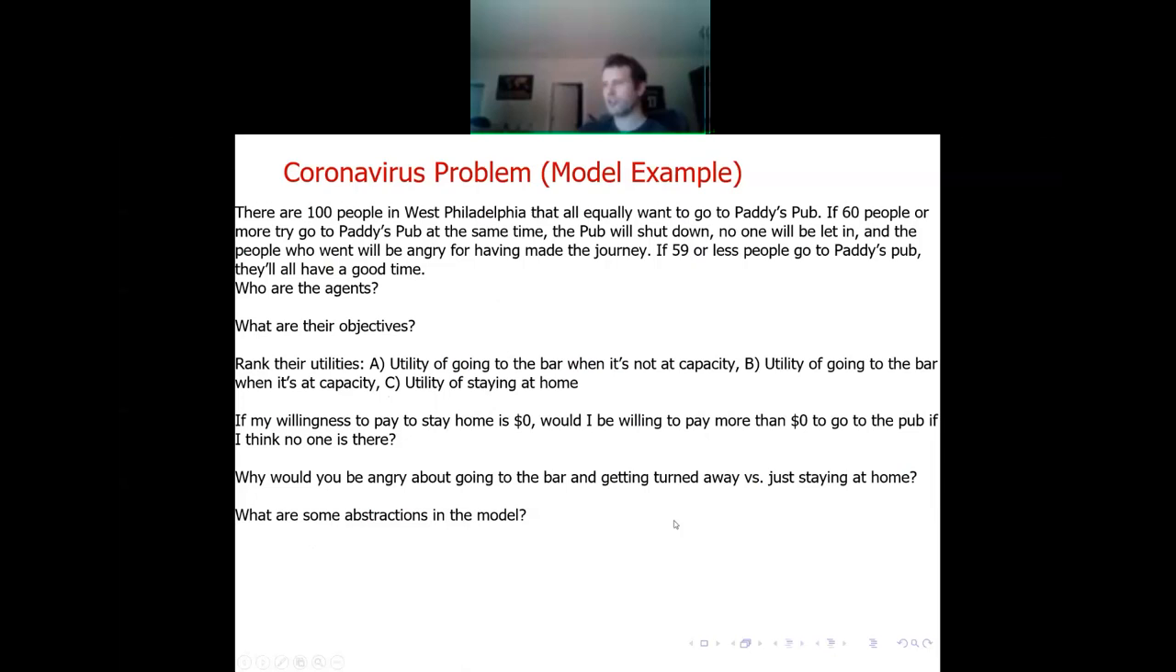Versus staying at home, where there's an opportunity cost of staying at home if the bar's not at capacity. But if the bar's at capacity, my opportunity cost is negative. So I'd rather just stay at home. Staying at home is the best case scenario there. So I'm incurring an opportunity cost when I go to the bar and get turned away. What are some abstractions in the model? Well, first and foremost, you're abstracting that each person is making the decision at the same time, that there's no line for the model.